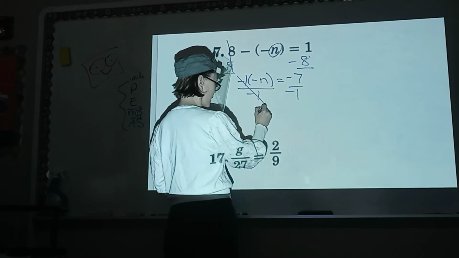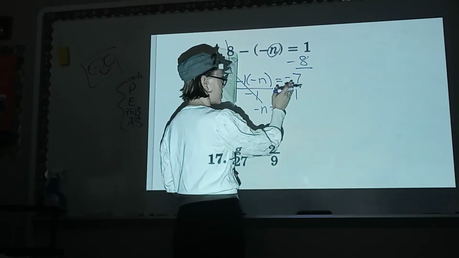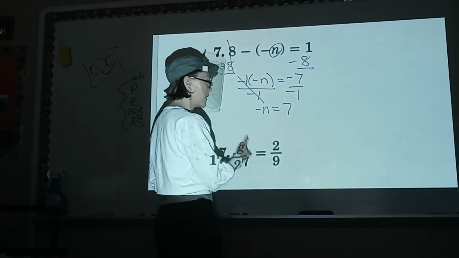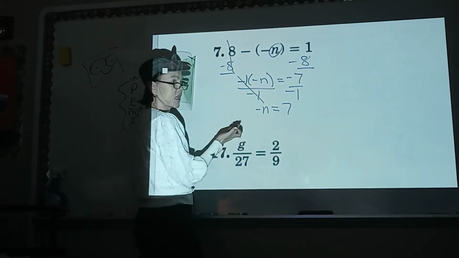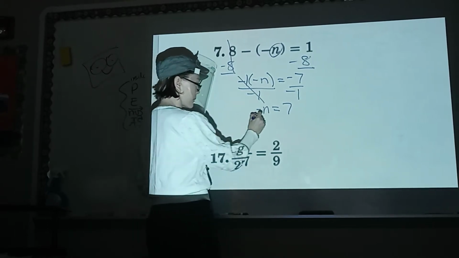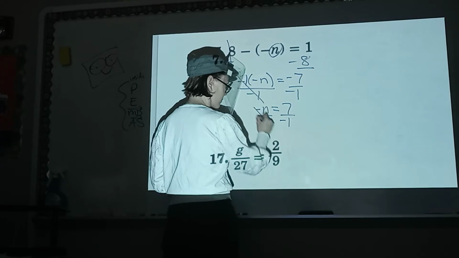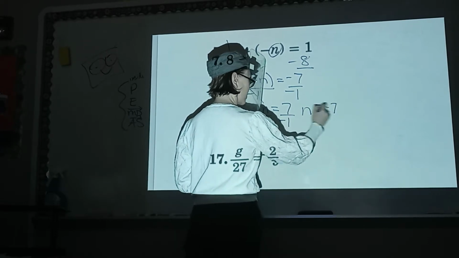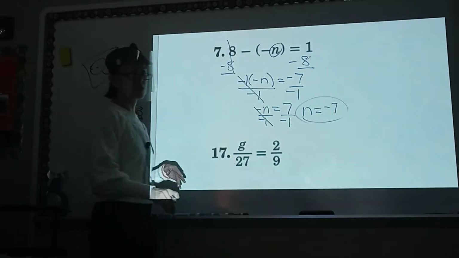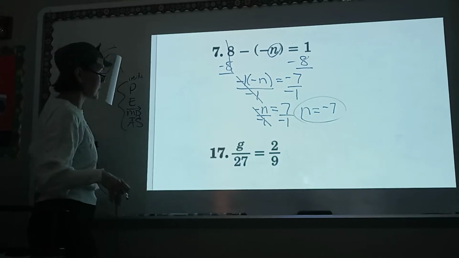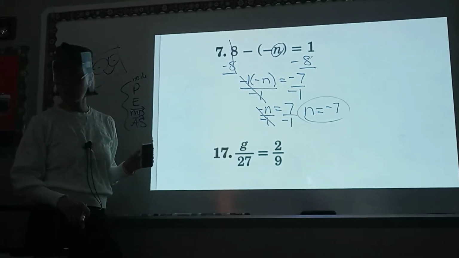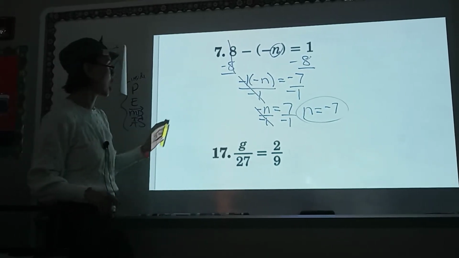So what do we have left over on this side? The -n. A negative divided by negative gives you a positive. That's still not solved for n because that's -n. So divide by -1 a second time, and then n equals -7, and you're done. Okay? So that is number 7. Moving on.